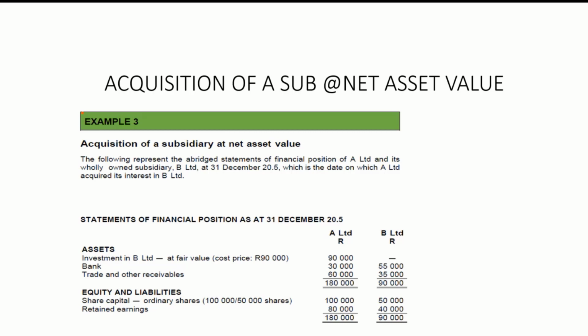So A Limited acquired B on 31st of December 20X5. This is the statement of financial position. Investment in B Limited at fair value is 90,000. Bank was 30,000 and 55,000. Then share capital, ordinary shares, is 100,000 for A Limited, the parent, and 50,000 for B Limited. Retained earnings are 80,000 for A and 40,000 for B.